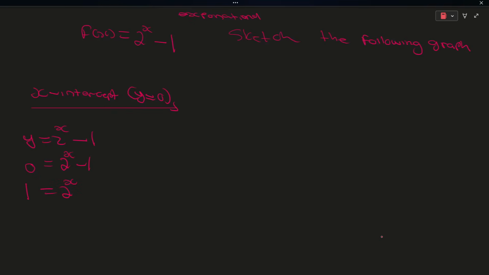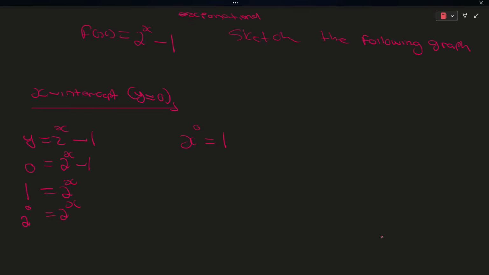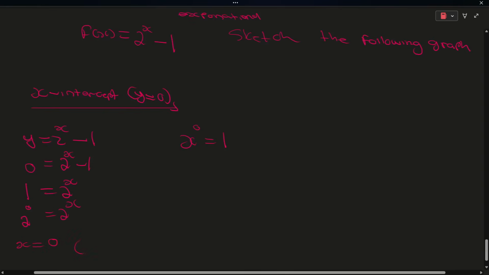Remember the rule that says any number to the power of 0 is equal to 1. So let's express this in terms of 2. It's going to be 2 to the power of 0 is equal to 2 to the power of x. And you know the rule that says when the bases are the same, the exponents are the same also. So x is going to be 0. So what is my coordinate? (0; 0).